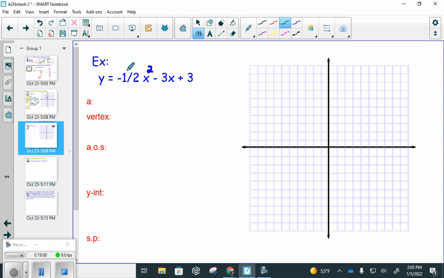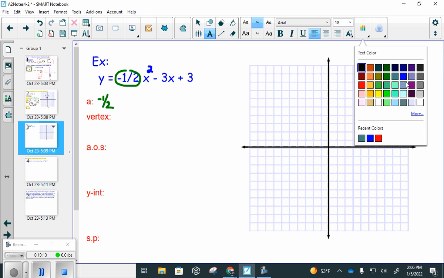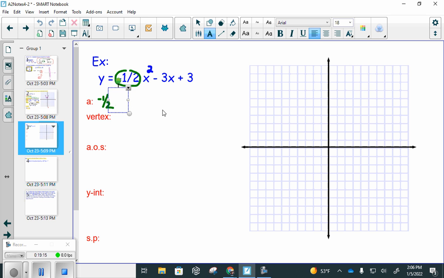The A in this problem is the coefficient of the x squared term. So in this problem, it's negative 1/2. To the side, you are then going to describe for me the 2 things that it does. First off, because it's negative, it's going to open down. Secondly, you're ignoring the sign, you're just looking at the number, 1/2. 1/2 is definitely less than 1, so it's going to make the parabola less steep, or you can say wider, either way.